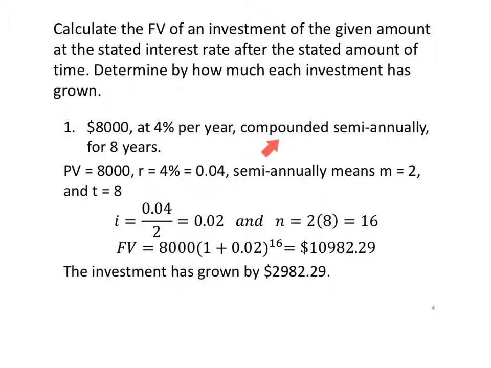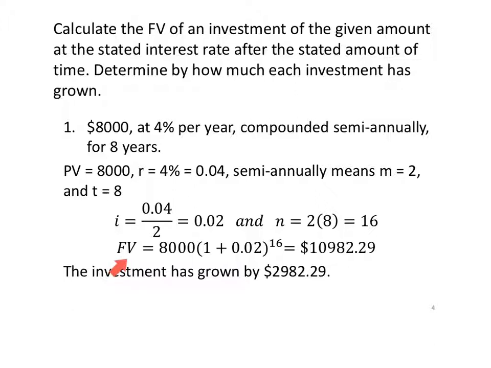As soon as we see the word compounded, we know we're using the compound interest formula, and semi-annually tells us how often. Semi-annually happens twice a year, so our M value is 2. And T equals 8 years as given in the problem. I'm going to find my I, 0.04 over 2, which simplifies to 0.02. And I'm going to find my N value, semi-annually for 8 years, so twice a year for 8 years, it compounds a total of 16 times.